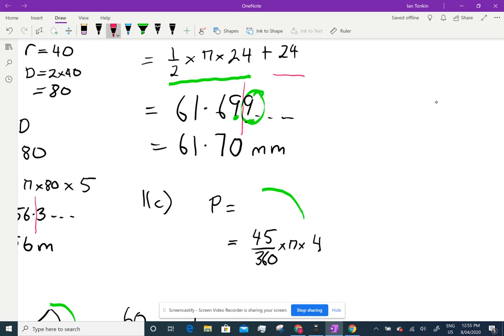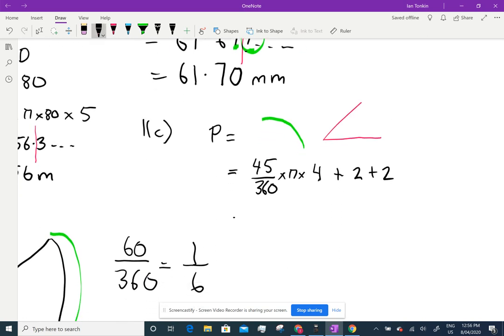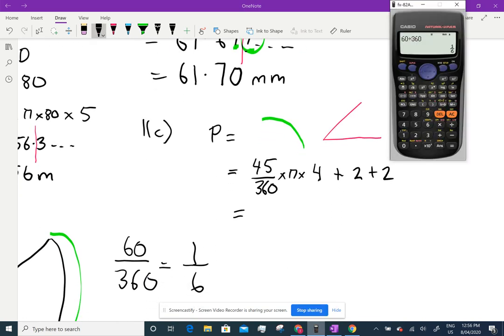Plus I've got to add the red bit. The red bit is just, and there were 2 of them, remember? There were 2 radii. Well, they were 2 and 2. Now again, I put all that in my calculator in one go, but I must show my working here in my substitution.